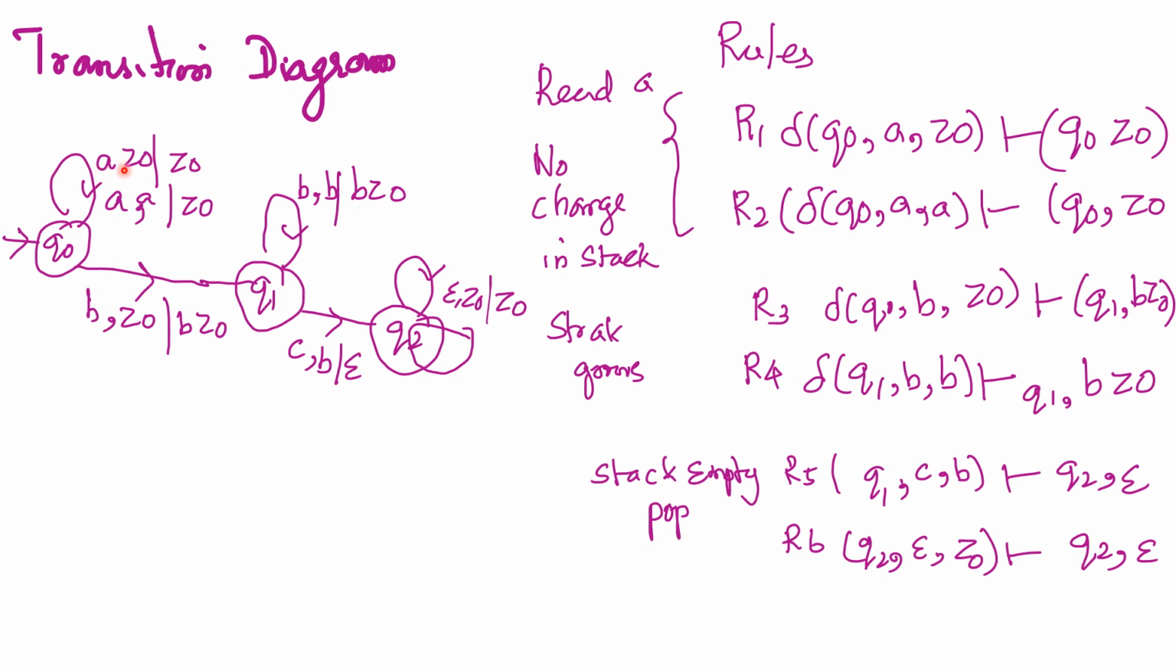If it is A, there is no change, only move the state, the same state. Then if you are reading B, you can push the element into the stack, then change the state. If you are reading B here, the input is B and the stack symbol is also B, so we can push the element into the stack. If you are reading a different character, that is C, we can pop the element from the stack. Finally it will reach the final state.